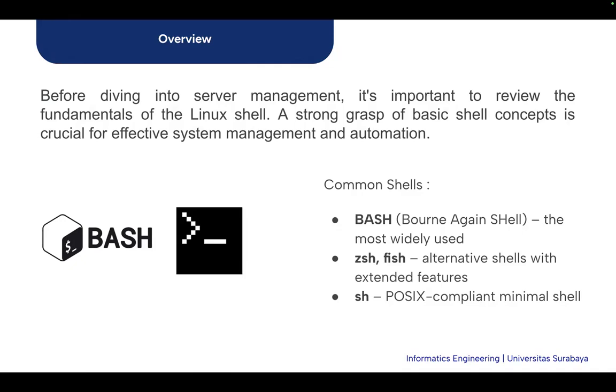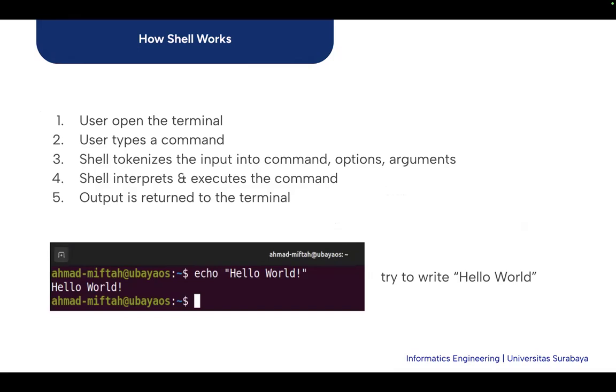And then the third common shell is SH. It is a POSIX compliant minimal shell. So if you just need a simple use for the shells, you don't need to install Bash or ZSH. You just use SH, because this is the compliant minimal shell that can be used to manage and automate several services in your Linux environment.